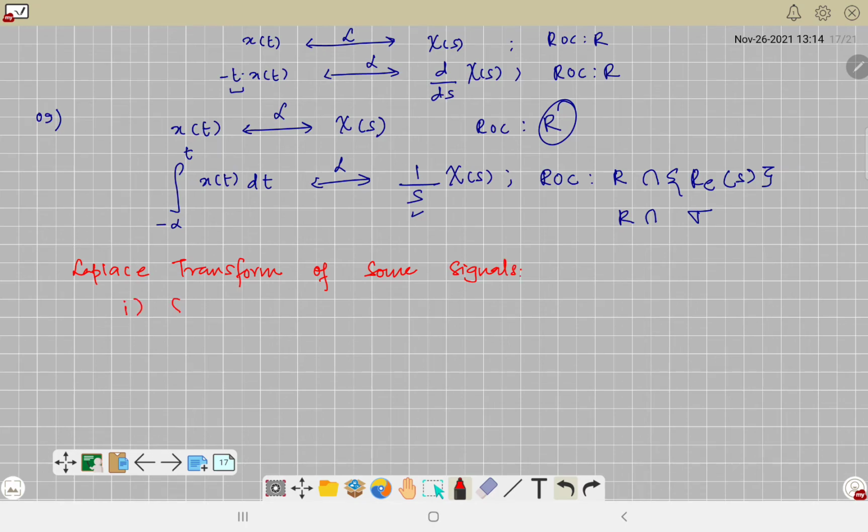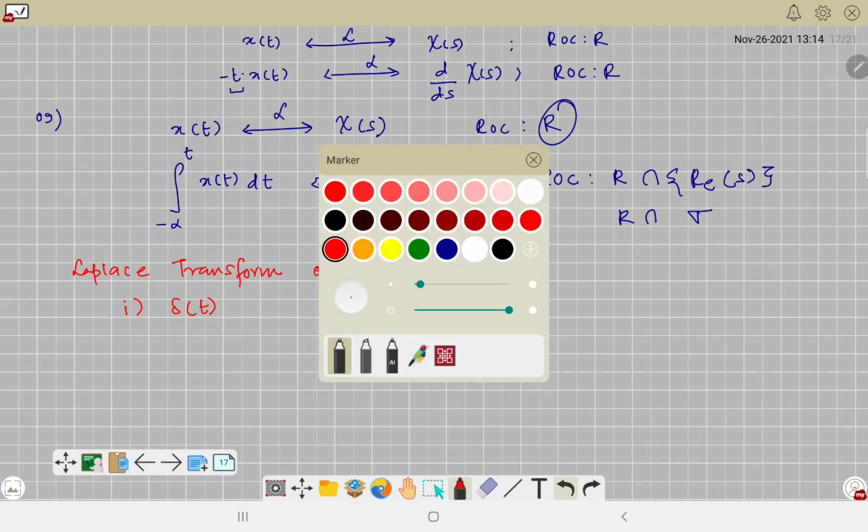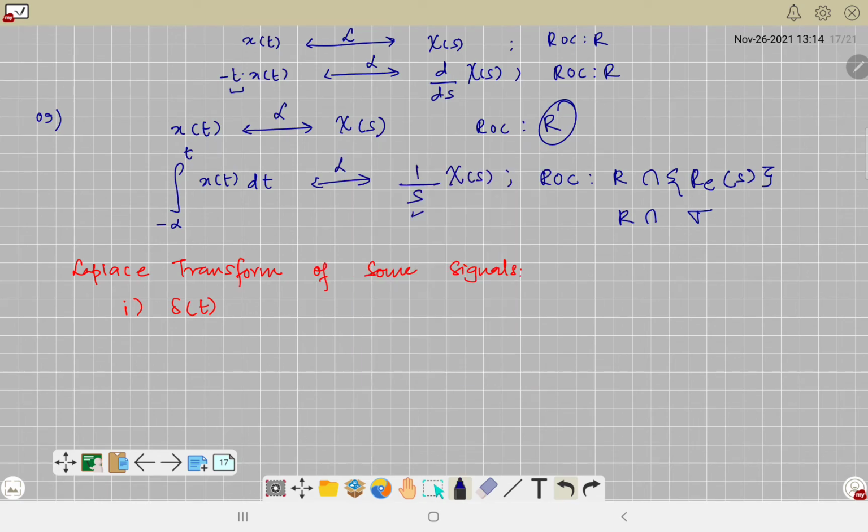तो पहला आपका delta t, fine, which is my impulse function. तो Fourier transform इसका 1 था, तो Laplace transform will be the same. You can directly use the expression, integral from minus infinity to plus infinity of delta t e raised to the power minus st dt.